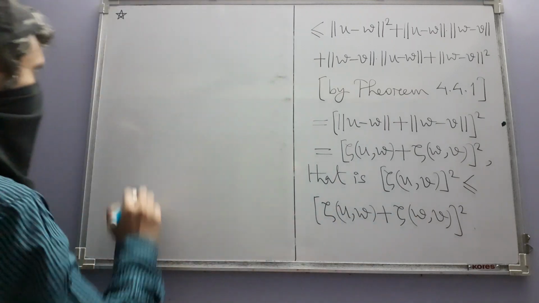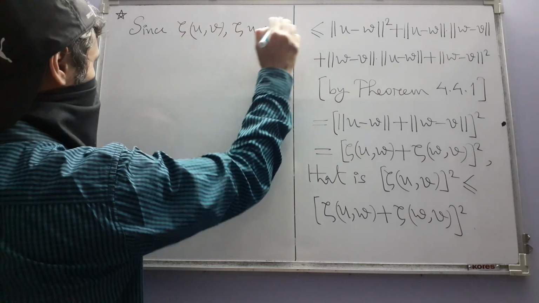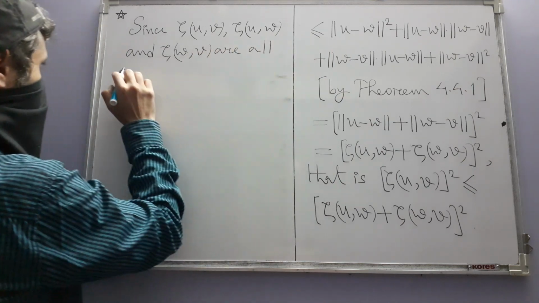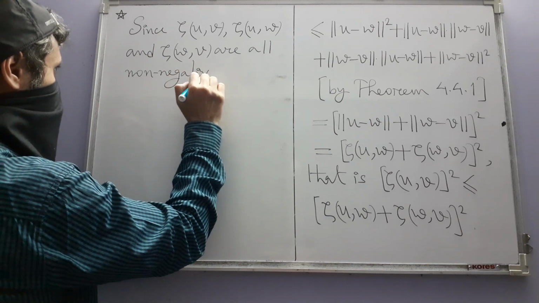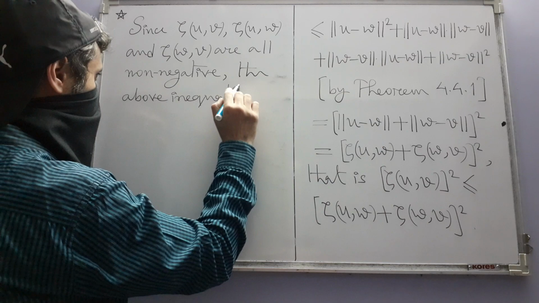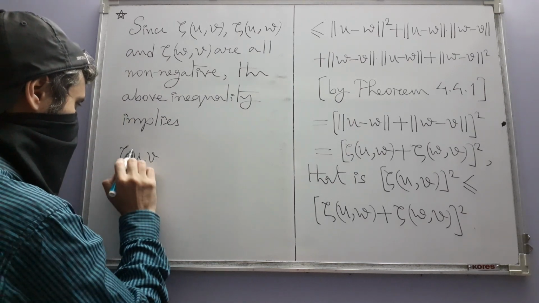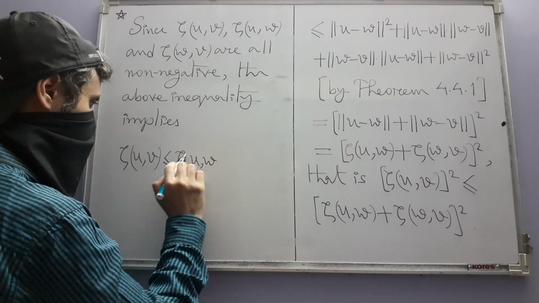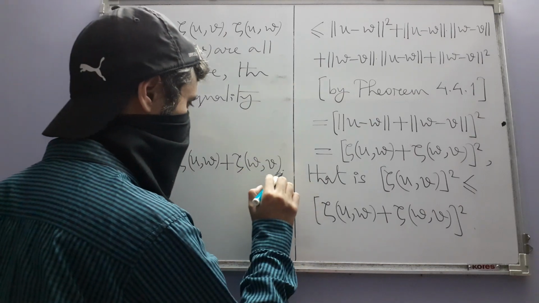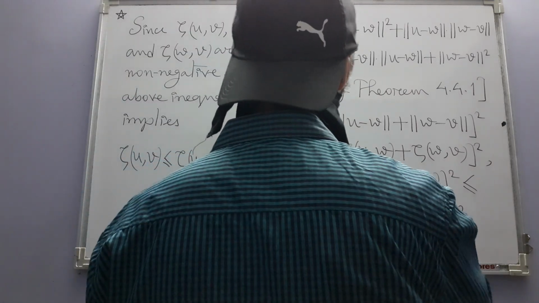So in the next line we write this, since these are all non-negative, the above inequality implies this. W comma v. So that's how we have our triangle inequality, and here the solution ends. Now let's see the next exercise.